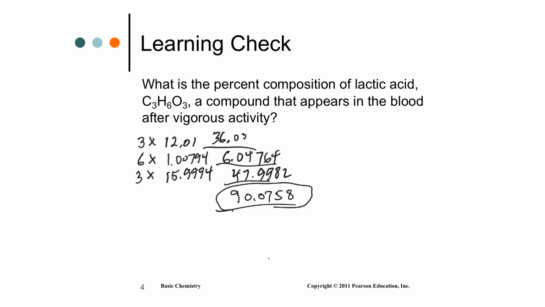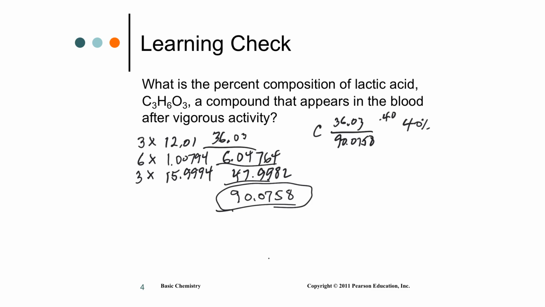What's the percent of carbon? Carbon is going to be the carbon number, 36.03, divided by the whole number, 90.0758, which is 0.399. So 0.399 is 0.40, and 0.40 as a percentage will be 40%. It's just like 40 cents out of a dollar: 0.40 would be 40 cents, 40%.